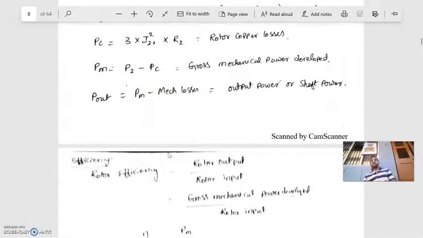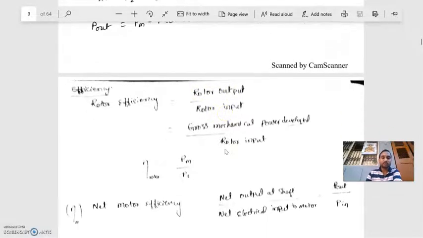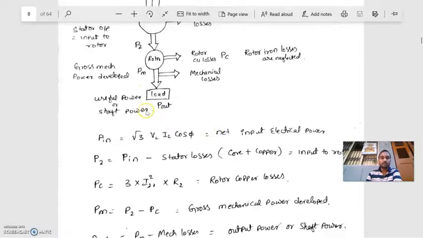So now coming to the efficiency. After finding the losses, we will find out the efficiency. Efficiency is given by rotor output by rotor input. So rotor output is called the gross mechanical power developed. This is the rotor output.